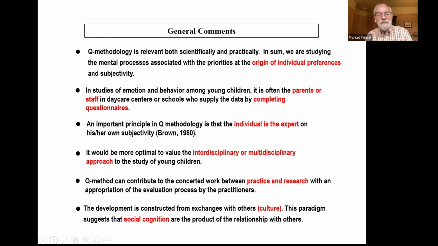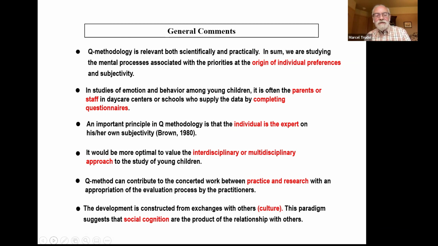You see, I'm stuck on that. In the study of emotion and behavior, it is often the parents or staff in daycare centers or schools who supply the data for completing questionnaires. That's a comment. Angelo is expert. As many said, children at 4 or 5 years old, as I just see on the photo, are the experts of their choice, of their preference. Nobody else can respond to it for them.